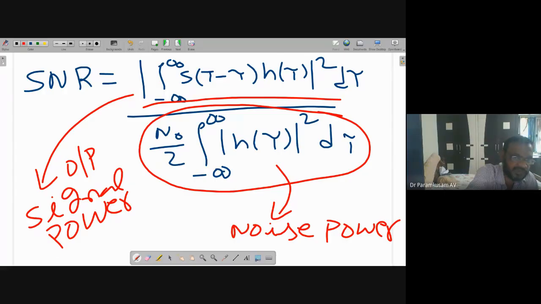This is the expression for SNR, less than or equal to. Now you apply this Cauchy-Schwarz inequality.